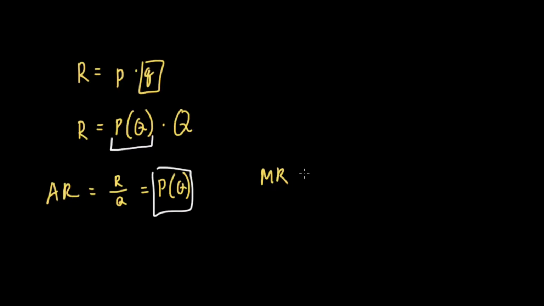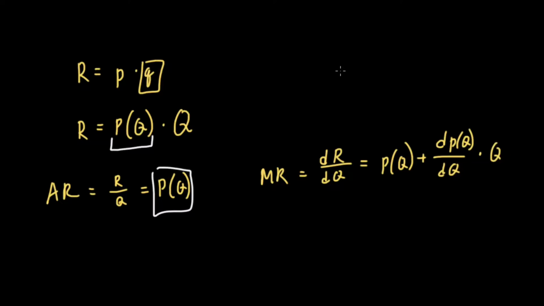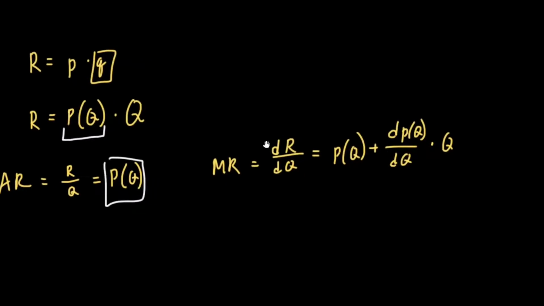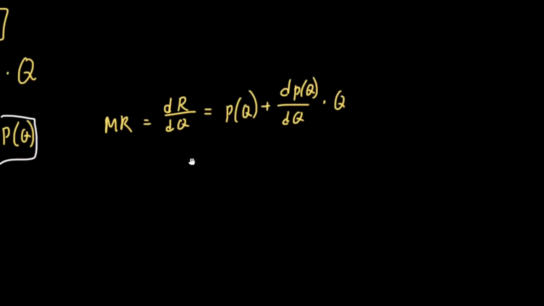as we see here. On the other hand, we have the marginal revenue, which is equal to the derivative of R with respect to Q, since it's only based on Q. And using the product rule in calculus, we find that this is equal to P of Q plus the derivative of P of Q with respect to Q multiplied by Q. And the reason why we actually got this marginal revenue is because we want to find how elasticity and marginal revenue have a relationship.